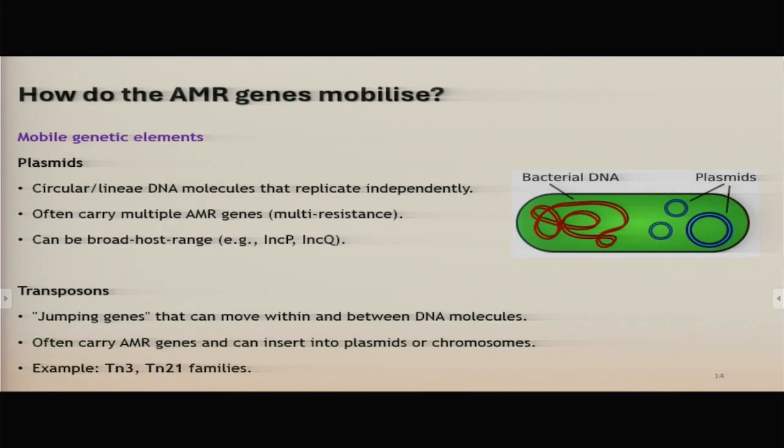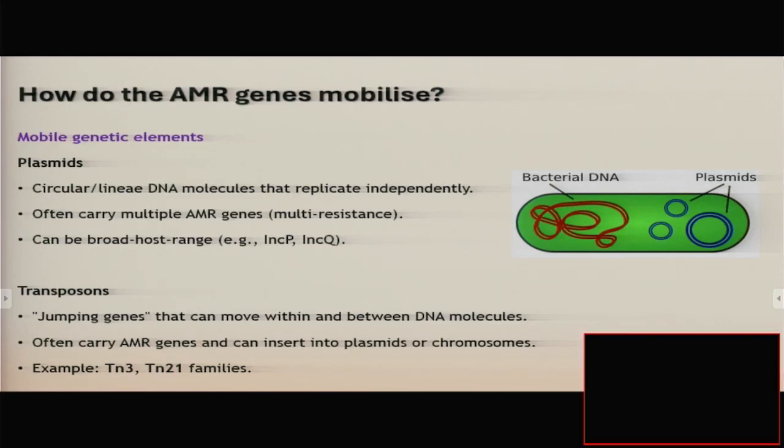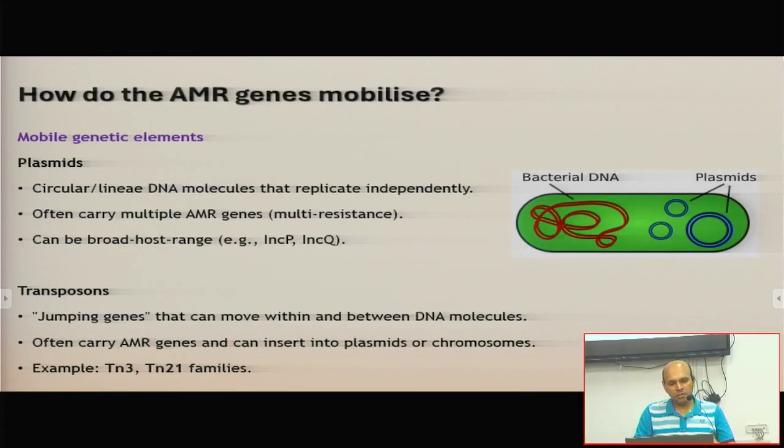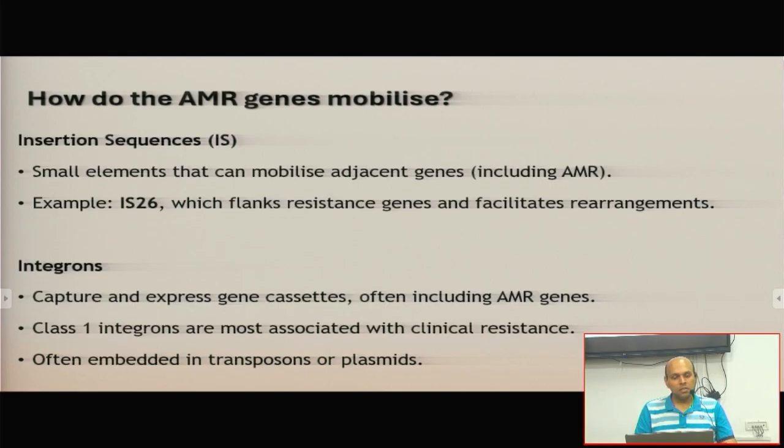So they often carry AMR and other genes. It is present on plasmids, and also on the chromosome. Some examples are the Tn3 and Tn21 families. I have discovered some insertion elements as well in my career for Acinetobacter, and my whole PhD is on these transposons.